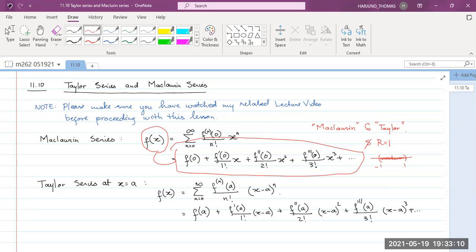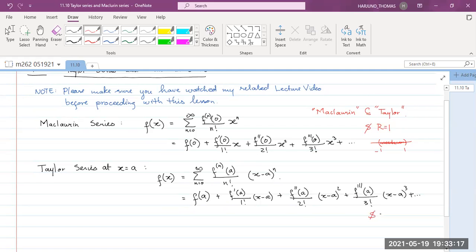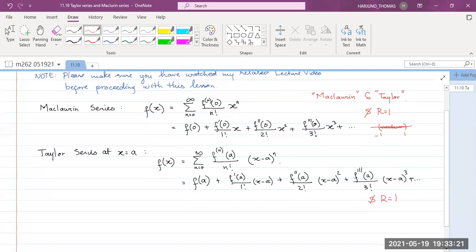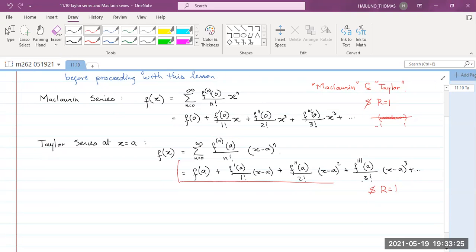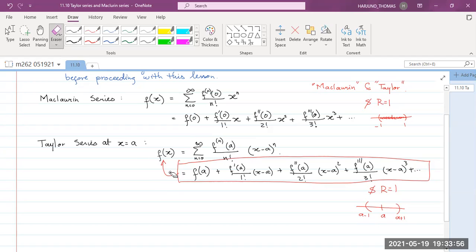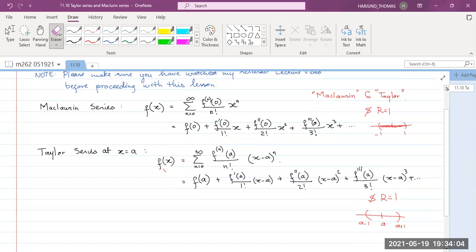Now, suppose we have a Taylor series at x equals a, and we have that the radius of convergence is 1. Then it means this Taylor series can be used to approximate the function as long as x is less than 1 from a. So at most a plus 1, at least a minus 1. That's what the radius of convergence has to do with how we use this series approximation to represent the function.